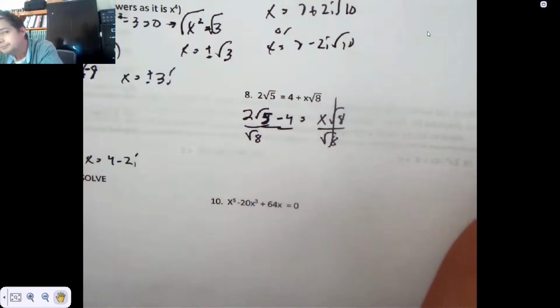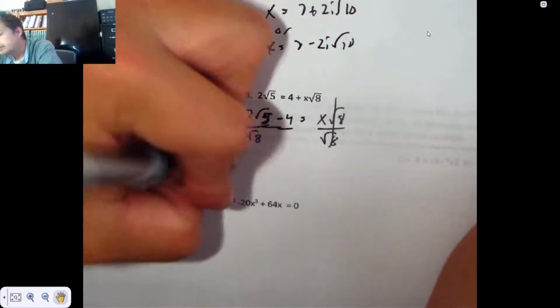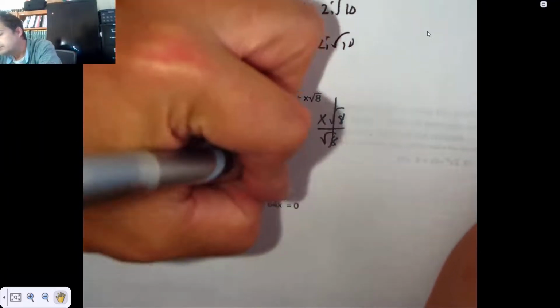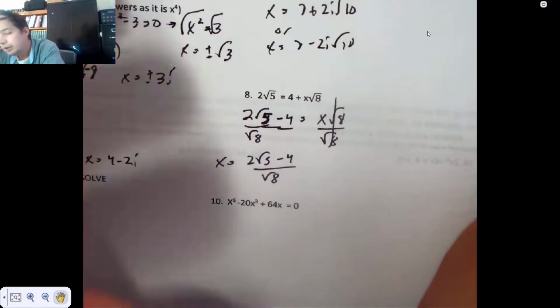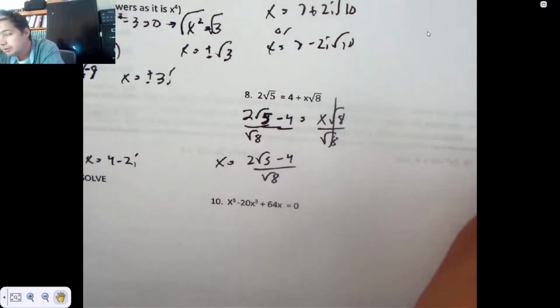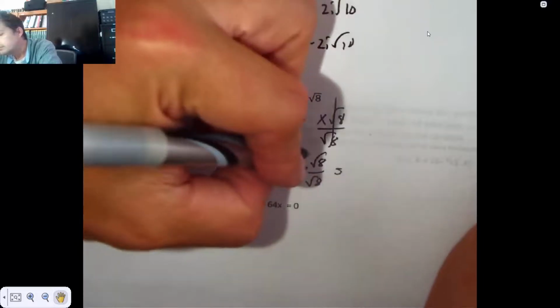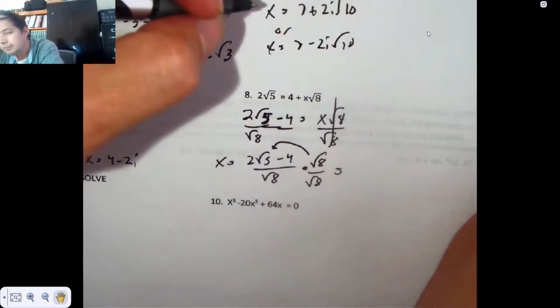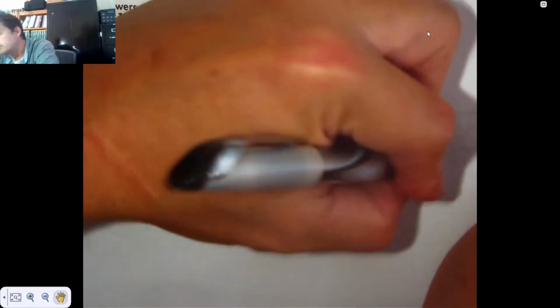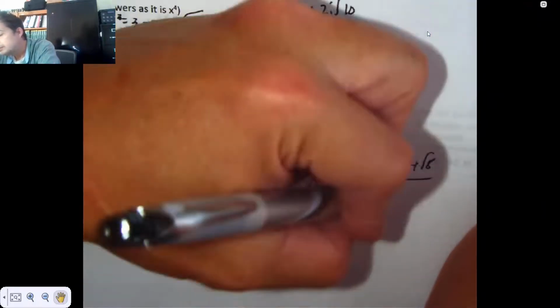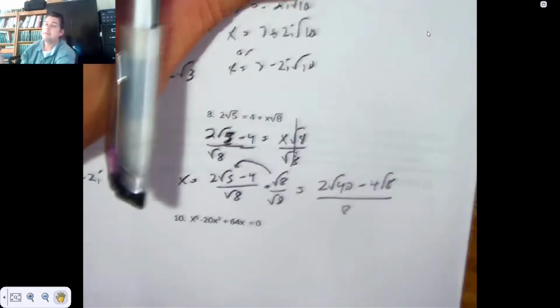So anyways, this is what I have. X is 2 root 5 minus 4 over root 8. And a long, long time ago, somebody said you couldn't leave answers like that. So I'm going to multiply the top and bottom by the root of 8. When I go here, I'm going to have 2 root 40, which I'm going to have to play with, minus 4 root 8, which I'm going to play with as well, sitting over 8. I said I'm going to have to play with some things here.